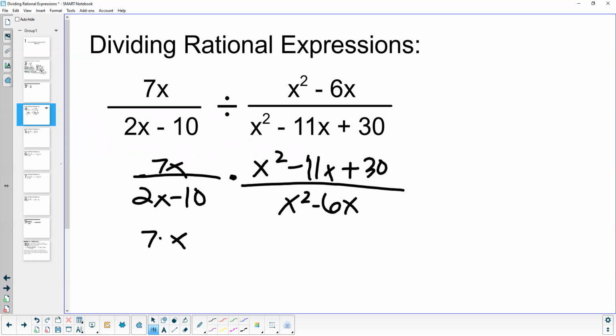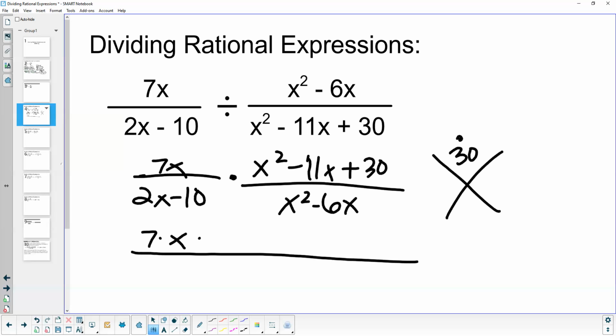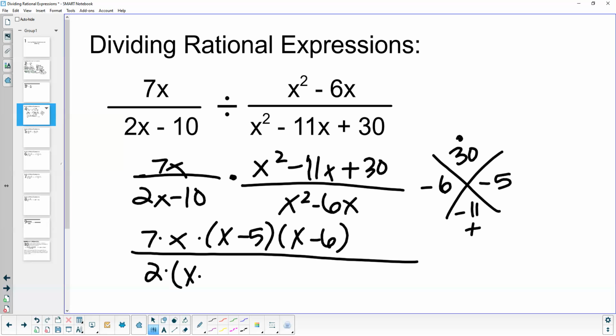So this top piece will factor into a 7 over x. This x squared minus 11x plus 30, we can factor using our x method. So 2 numbers that multiply to 30 and add to negative 11. Well, that's going to be negative 6 and negative 5. So we have an x minus 5 and an x minus 6. And then on the bottom here, we'll factor out this piece. 2 is our greatest common factor. So we've got 2 times x minus 5. And here I can factor an x out of that and get times x minus 6.